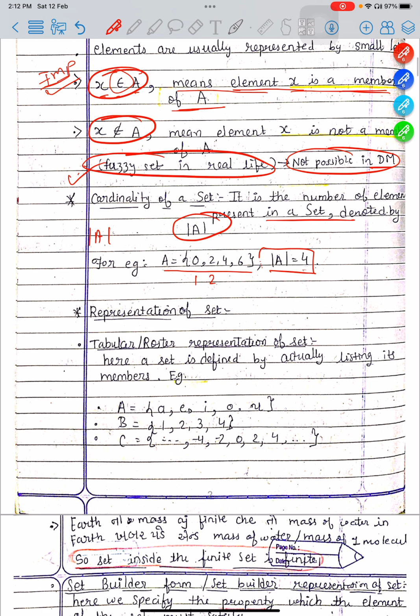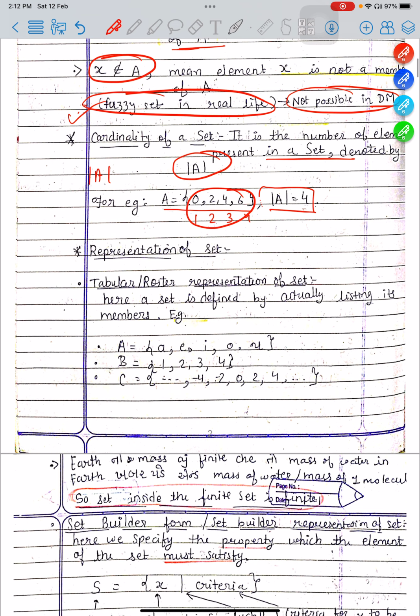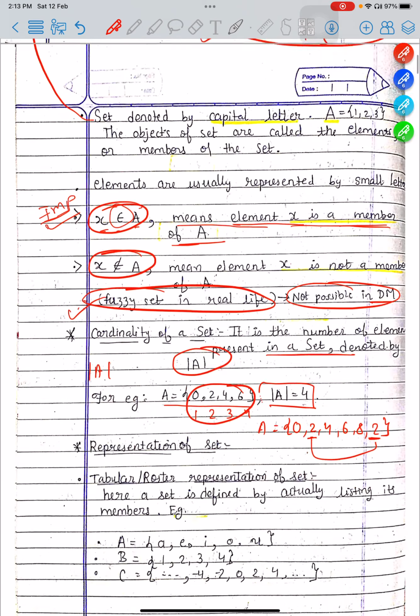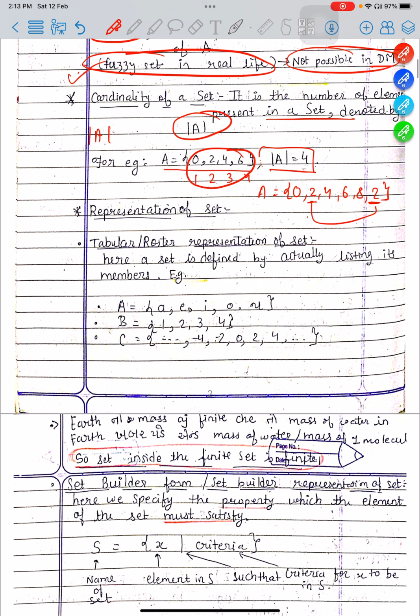Correct? Because there are 1, 2, 3, 4. Let me ask a question: whether there can be a set which is defined like this. So the answer is, please take a time to make sure that your answer is correct or not. But the answer is no, because there is repetition or duplication in here, and according to the definition of set theory, there could be no duplication, only distinct objects. So this is an invalid set.